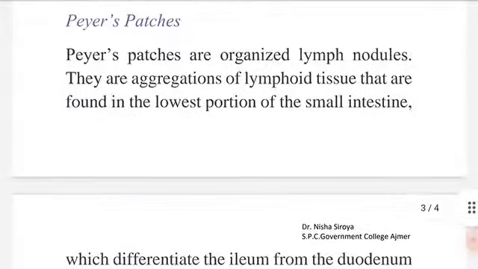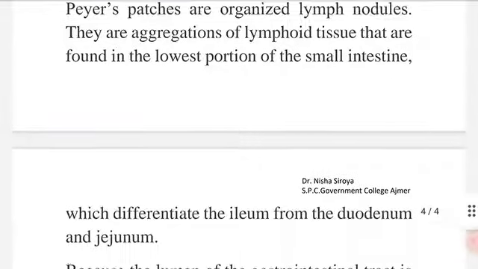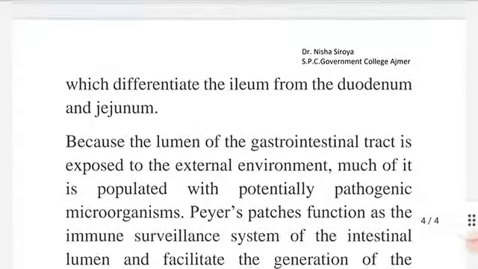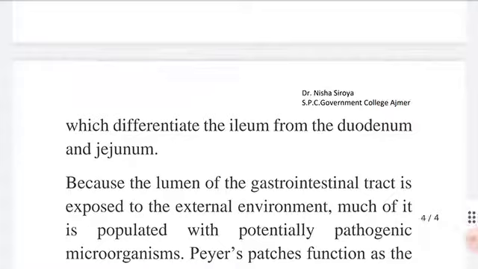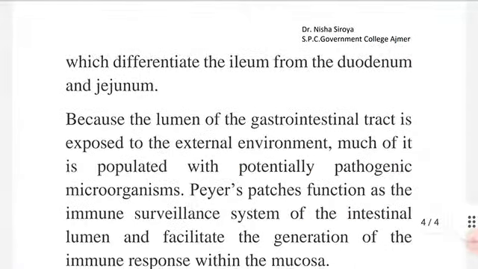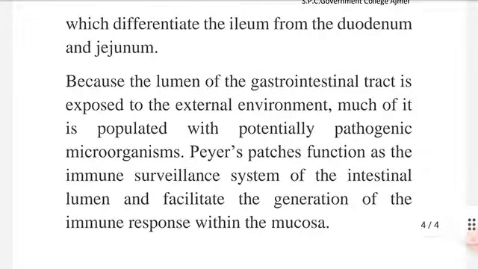Second is Peyer's patches. Peyer's patches are organized lymph nodules. They are aggregations of lymphoid tissue that are found in the lowest portion of the small intestine, which differentiate the ileum from the duodenum and jejunum. It is the main difference between the three. The ileum has Peyer's patches and the other two do not.